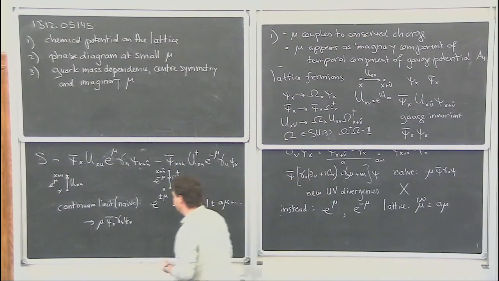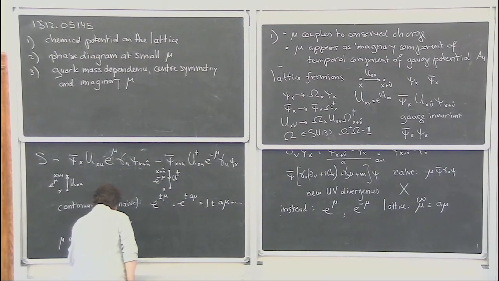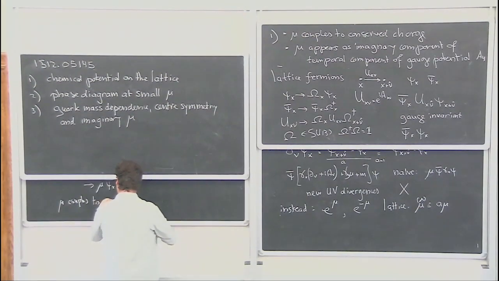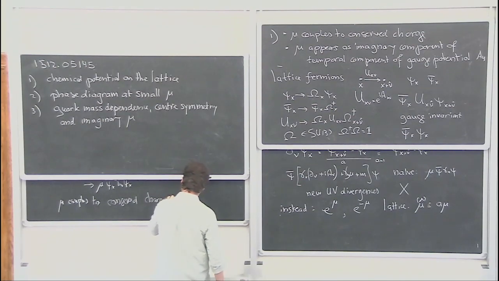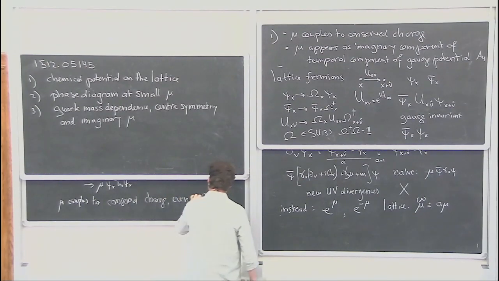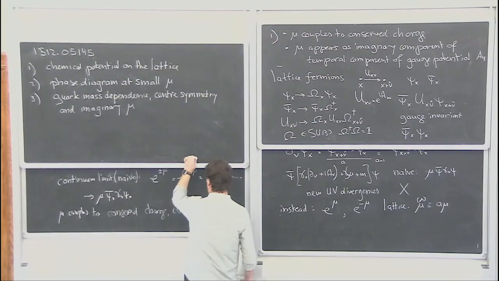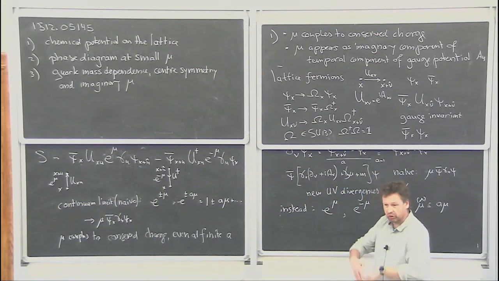And the second thing is that this mu couples to the conserved charge. And this is true even at finite a, so on the lattice. So the chemical potential does not emerge in the continuum limit.